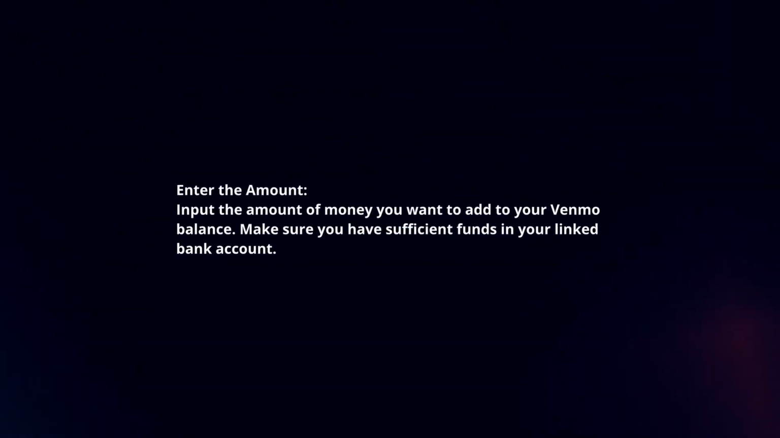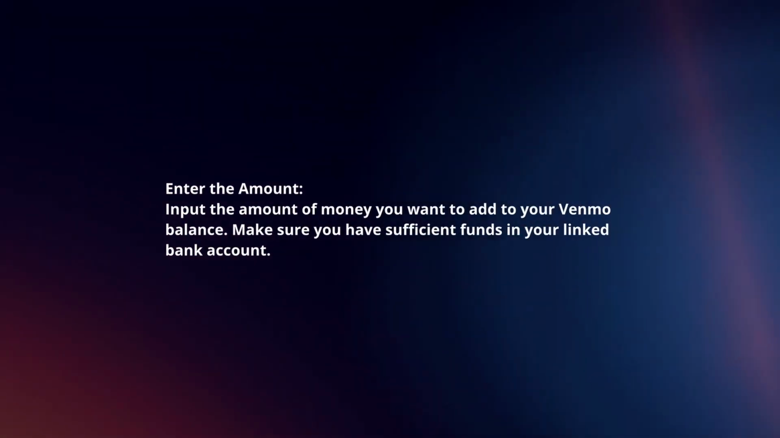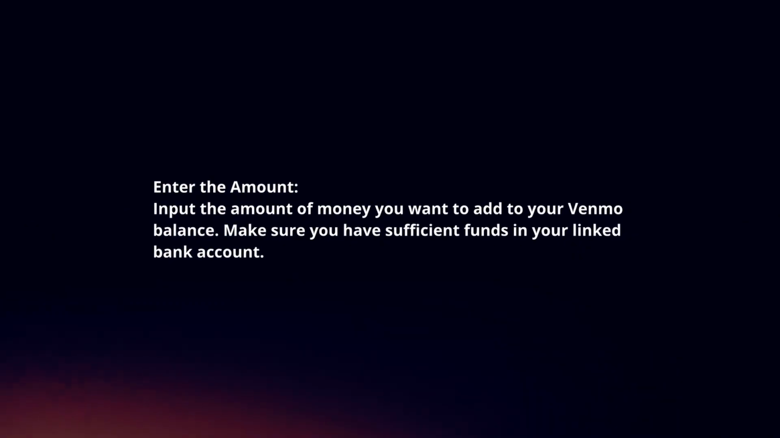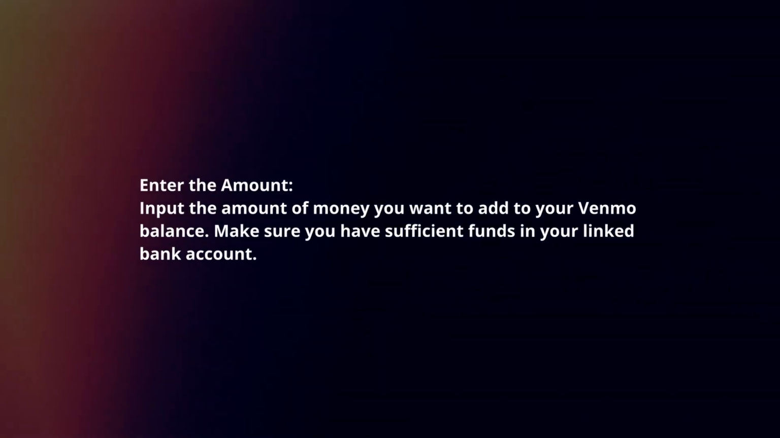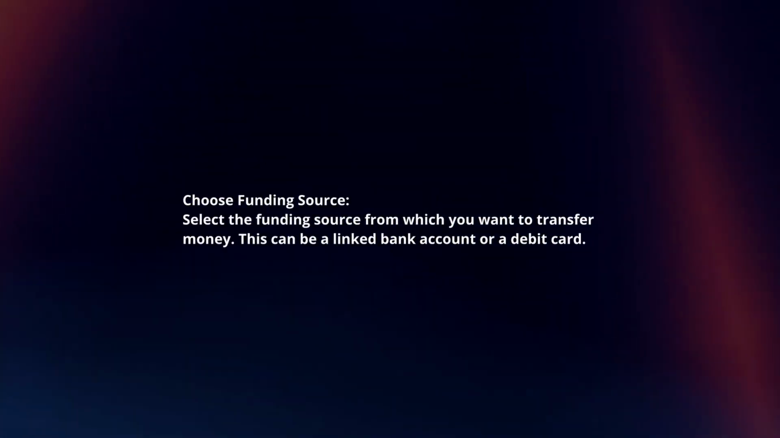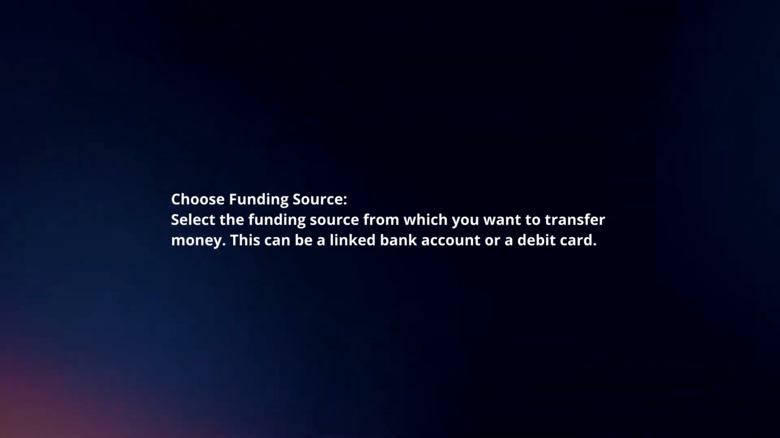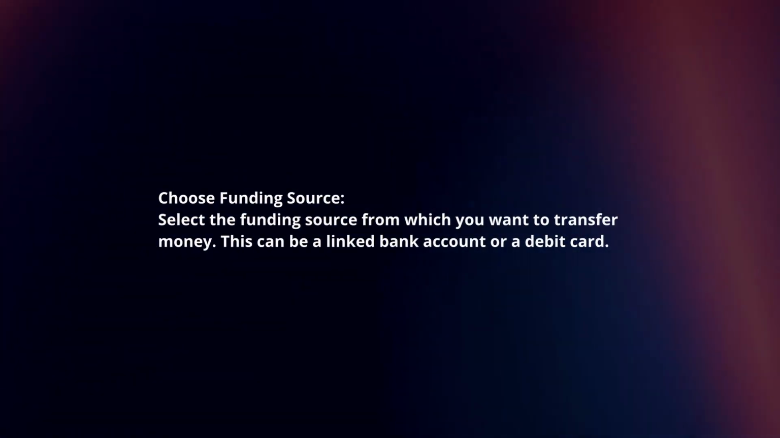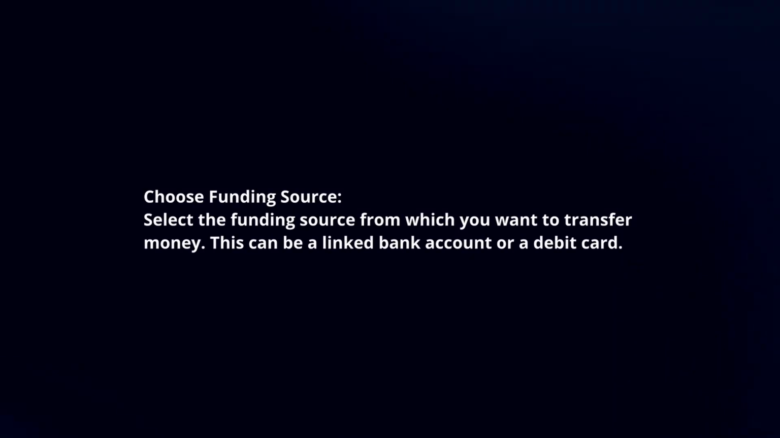Enter the amount. Input the amount of money you want to add to your Venmo balance. Make sure you have sufficient funds in your linked bank account. Choose funding source. Select the funding source from which you want to transfer money. This can be a linked bank account or a debit card.